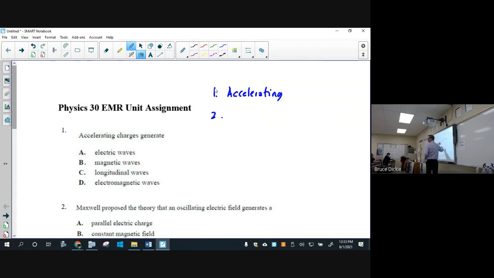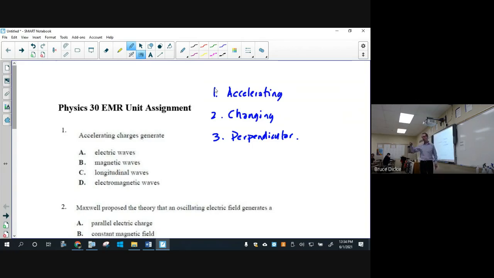Somebody said it. I heard somebody say there. Changing, yeah. And the third word was perpendicular. Remember those 3 words. Those are going to help you on tomorrow's test. I promise you that. Accelerating charged particles generate changing electric and changing magnetic fields.